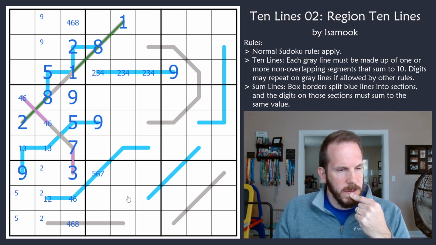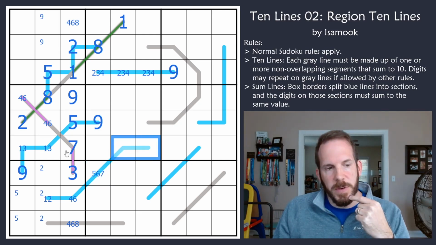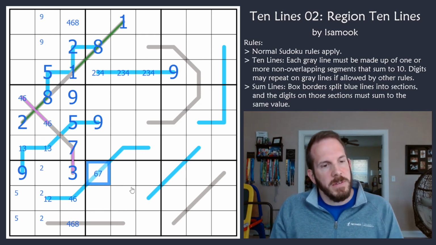Okay. And so this sums to 5, 6, or 7. Can't have 1 and 3 on it, though. So this actually can't be 5. Because it would either need to be 2, 3, or 1, 4, and both of those options are ruled out. So this is actually 6 or a 7.